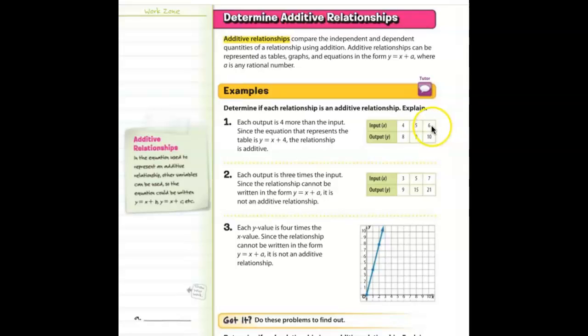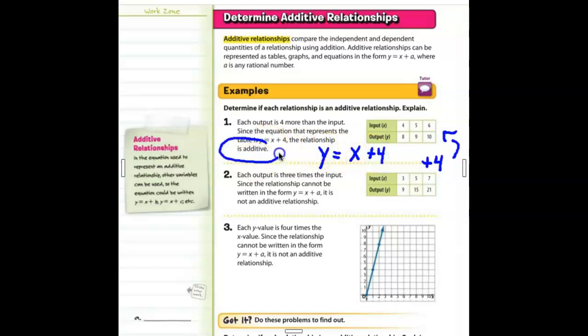No, and 6 times 2 doesn't equal 10 either, but 5 plus 4 equals 9, and 6 plus 4 equals 10. So in this case, the rule is plus 4. So 4 plus 4 is 8, 5 plus 4 is 9. So the value of y depends on x, whatever x is, plus the number 4 would be the equation. And so this is definitely additive and not multiplicative.